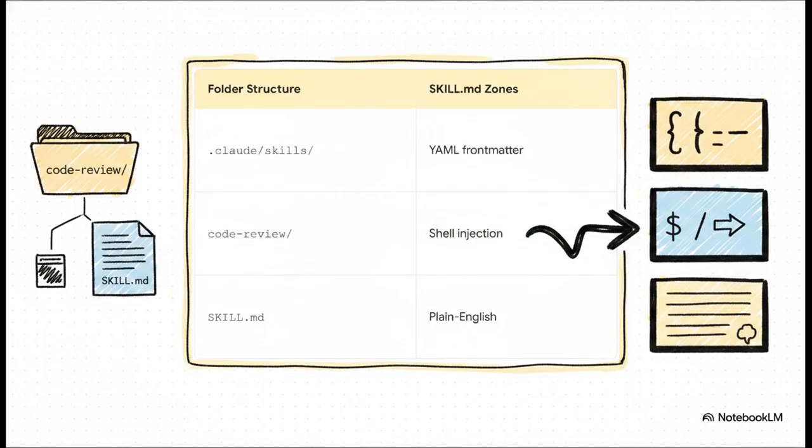Okay, let's dive into the actual architecture of this. What does it look like? A skill is simply a folder, and inside that folder is a skill.md file. This file is split into 3 distinct zones. Right at the very top, you've got a YAML frontmatter block used for routing. Then right in the middle, there's an executable shell injection line. And finally, at the bottom, you have your plain English instructions. It's really that clean and simple.